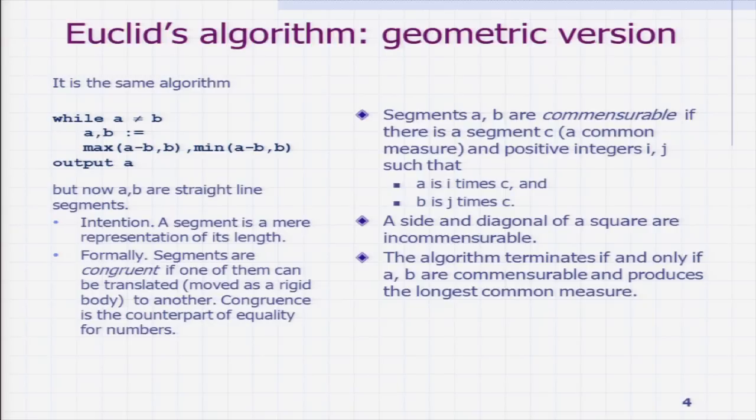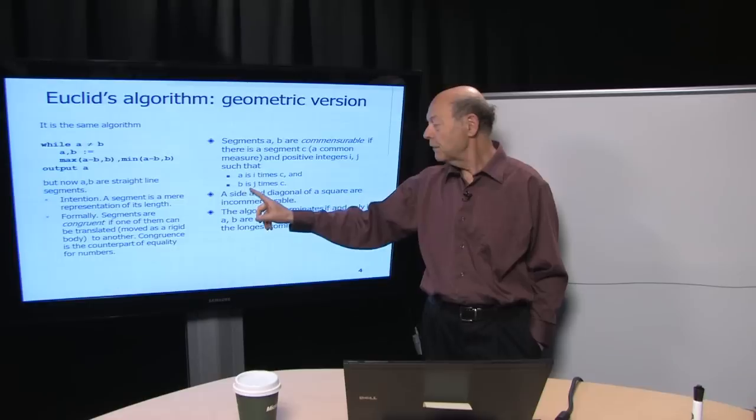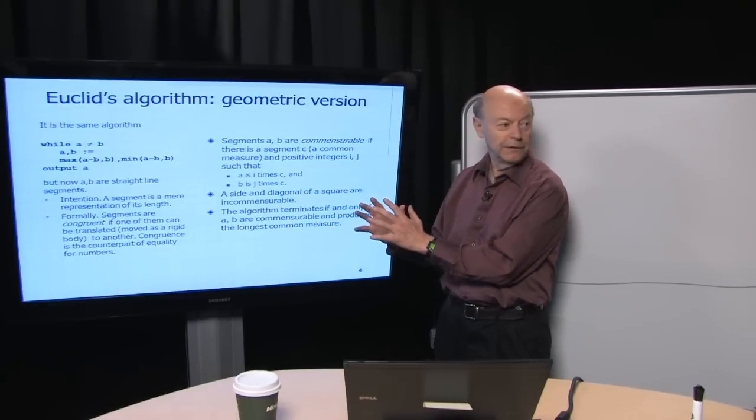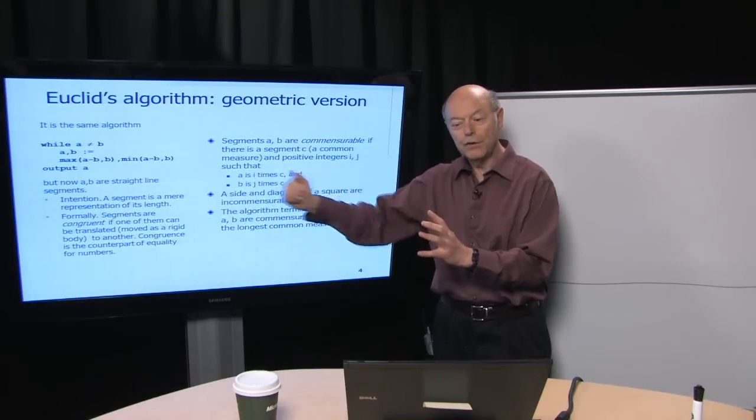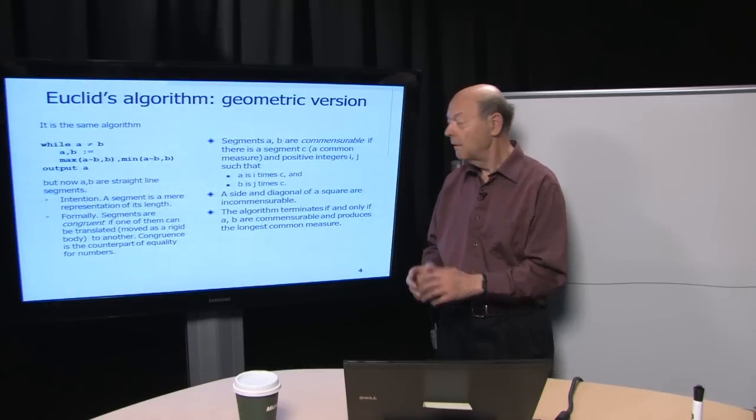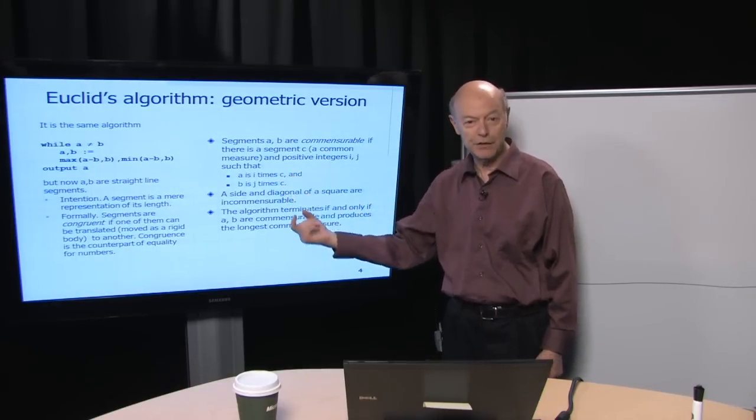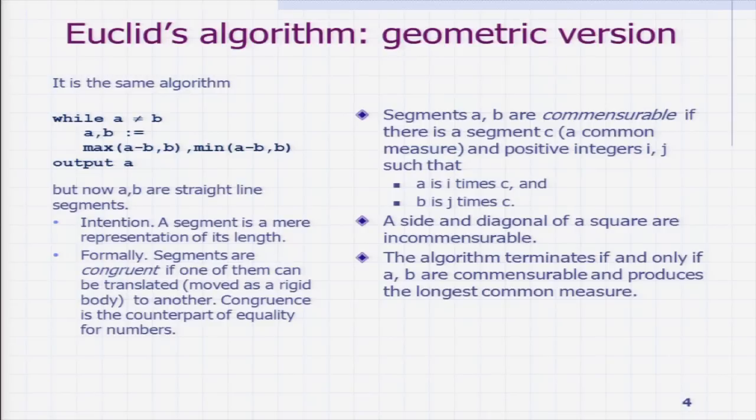There is, however, a little problem. It may or may not terminate. Two segments are called commensurable if there exists another segment such that each one of the original segments can be obtained from the third one by repeating the third one an integer number of times. This third segment is the common measure. So if there is a common measure, it's commensurable. And if the two segments are commensurable, then the algorithm finds the largest possible common measure.